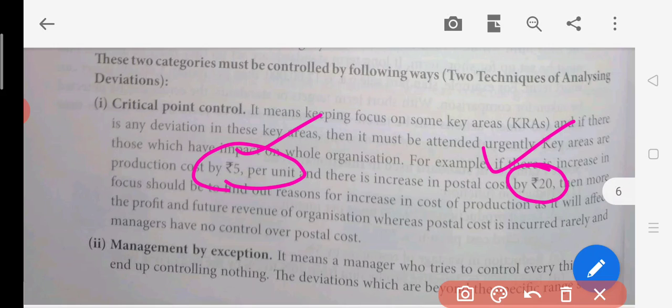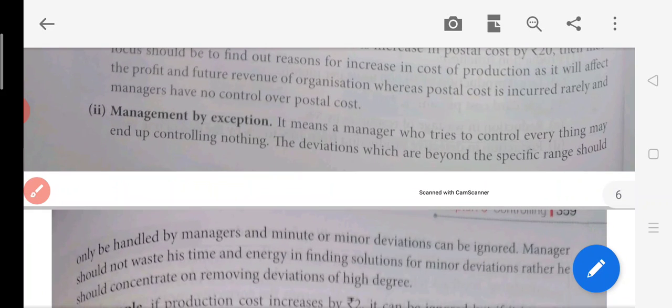This is not increasing a huge cost of the company, but the production cost is changing by 5%, 5 rupees per unit, which is a big thing. So this should get attention first. This is a major deviation. It should be a critical point measure. We will always give attention to some important issues.